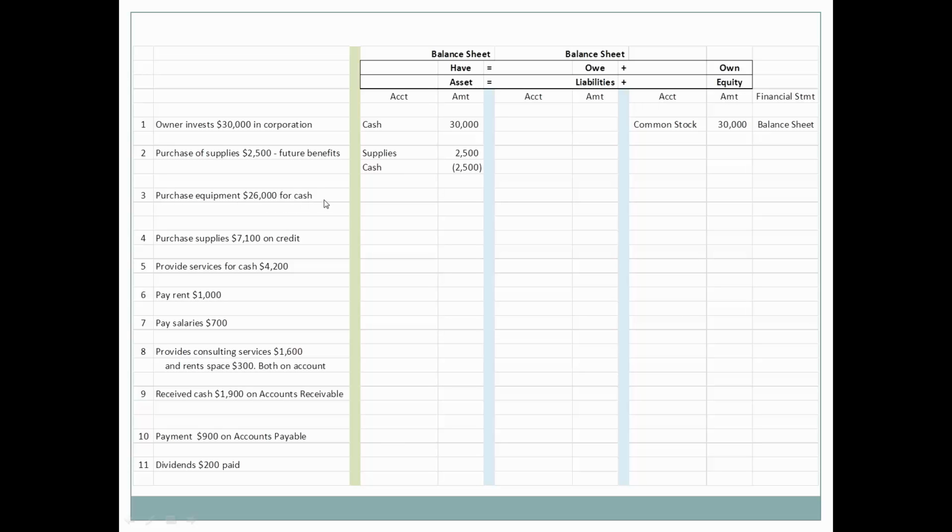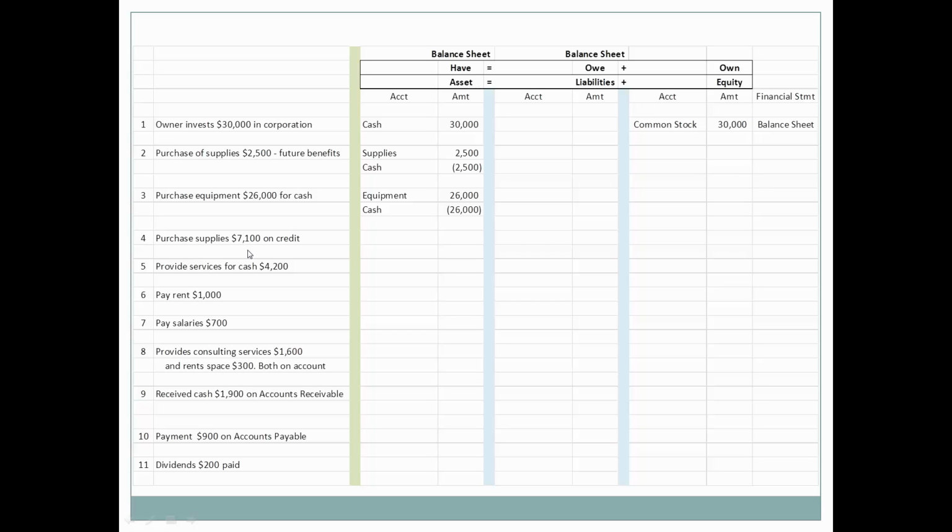Next, let's look at purchasing equipment for $26,000 for cash. Well, in this instance, an asset, equipment, which is going to benefit future periods, went up by $26,000. Additionally, our cash, another asset, went down by $26,000. Again, total assets will be $30,000. We will have a certain amount in cash, a certain amount of assets in supplies, and a certain amount of asset associated with equipment. Again, total assets remain the same.